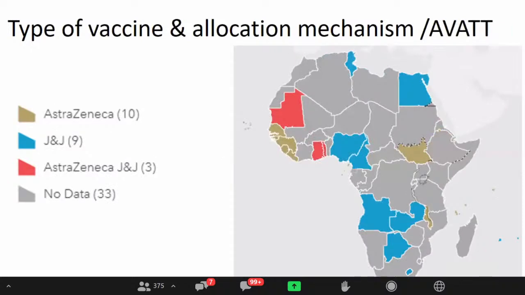And then lastly, we have AVAT, which is a mechanism that was established by the African Union in collaboration with other partners. So we have started distribution as well. Earlier in the year, we distributed AstraZeneca to about 13 countries. And then last month, we started distributing J&J to about 12 countries as at the time of this report, but now it's up to 21 countries that were distributed to.